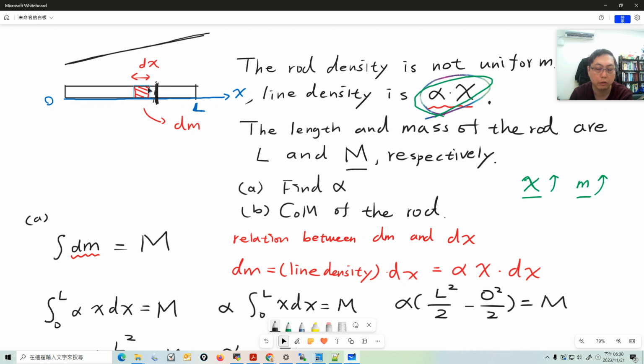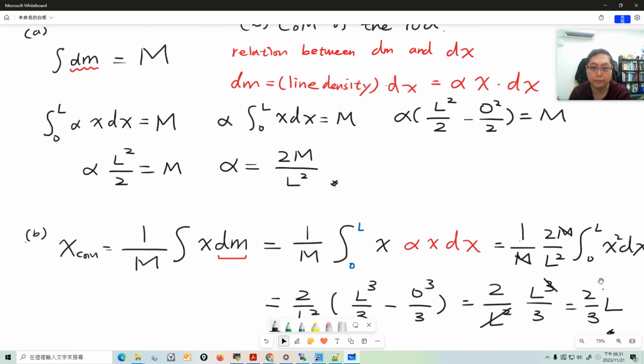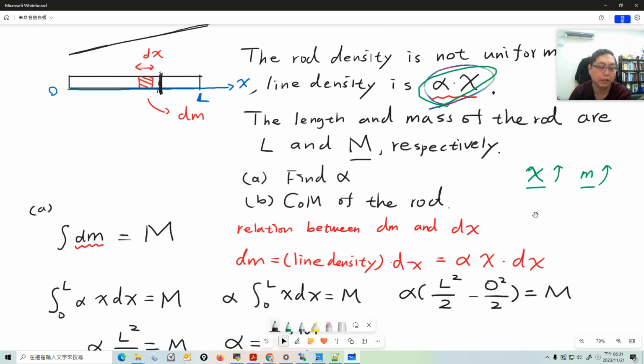So the center of mass of this non-uniform rod is no longer L over 2, no longer right at the center of the rod. It shifts to the right-hand side because of this non-uniform density. So the answer is 2L over 3. That's very reasonable, because the mass is distributed toward the right-hand side of this rod.